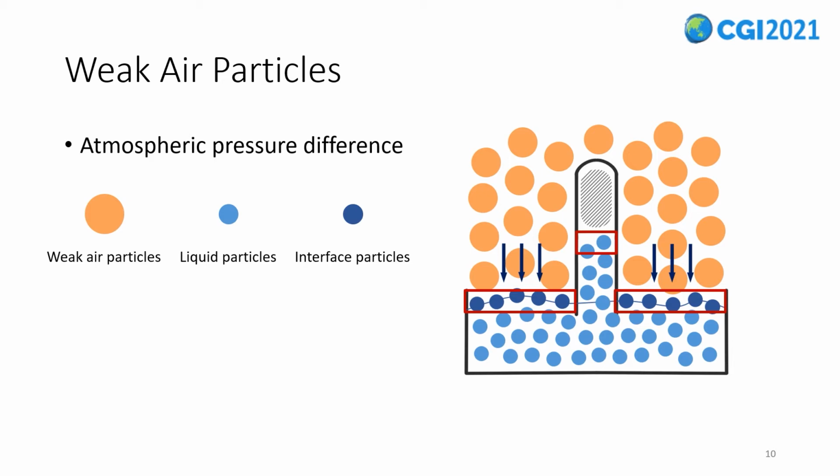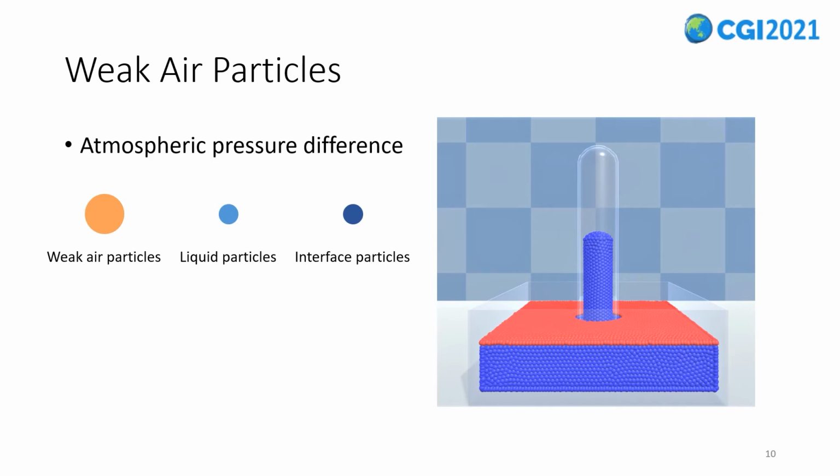To reduce the performance overhead, we set the radii of air particles to twice the size of liquid particles. The liquid surface in the basin is under atmospheric pressure, while the surface inside the tube is not. The shaded area above the liquid column is a vacuum. So we introduce weak air particles to track the air-liquid interface, and there are no interface particles inside the tube.